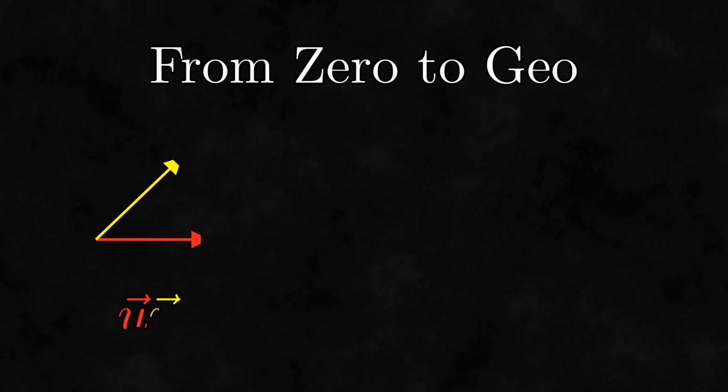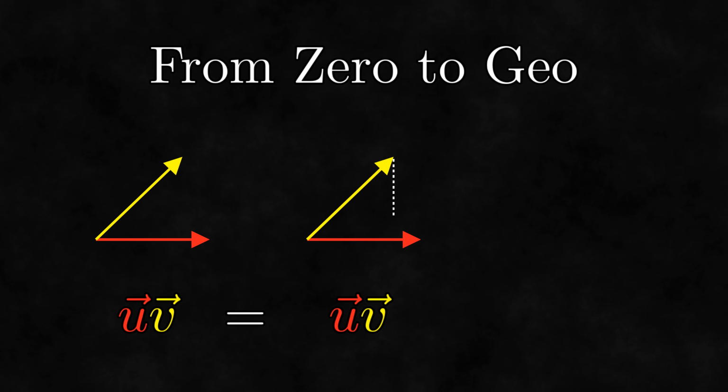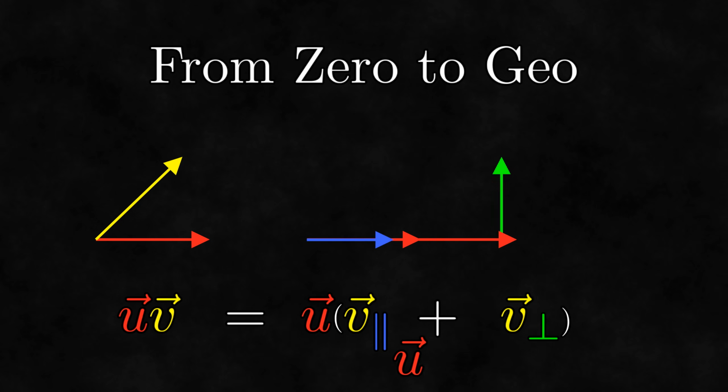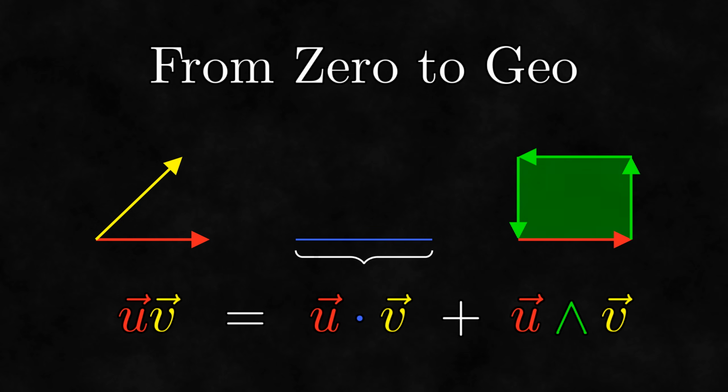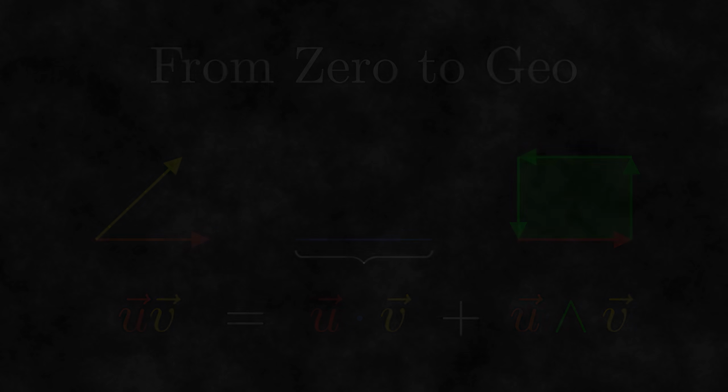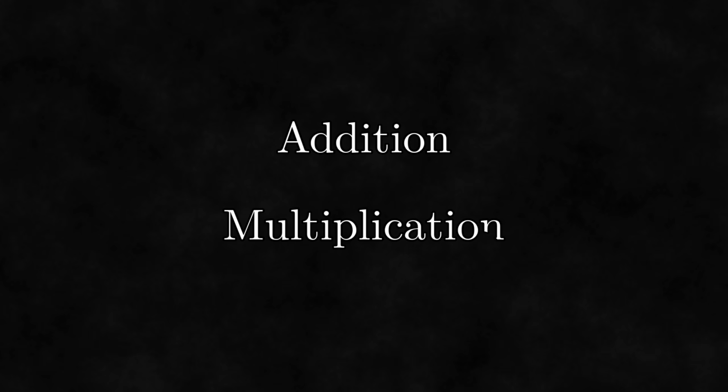This video is a part of From Zero to Geo, a series where we formulate geometric algebra, an incredibly powerful branch of mathematics, from the ground up. There are two important operations that we can do with these objects: addition and multiplication. Sadly, we are still not quite at the point that we can talk about multiplication yet. Don't worry, you only have to wait for a couple more videos for that one. In this video, I want to focus on addition.